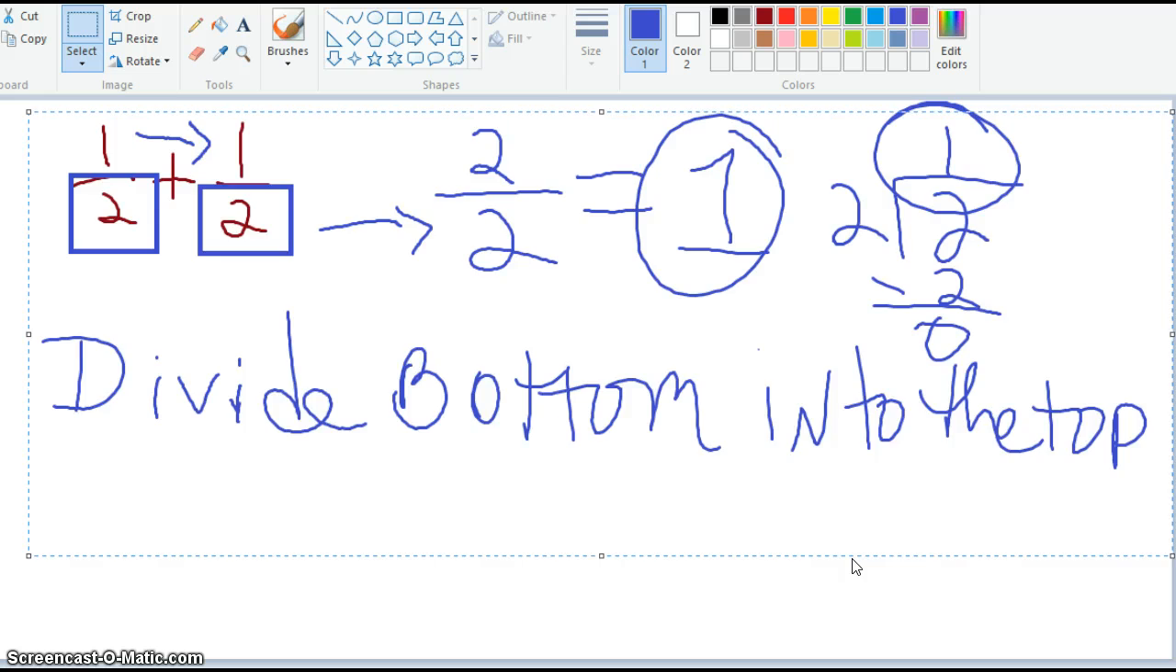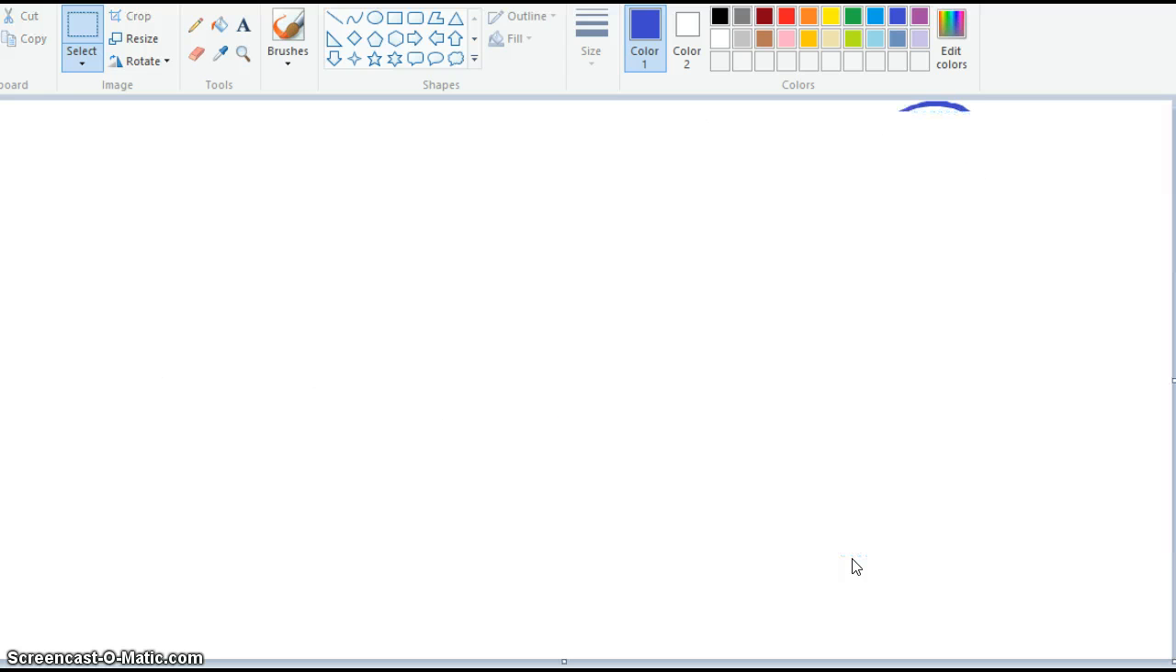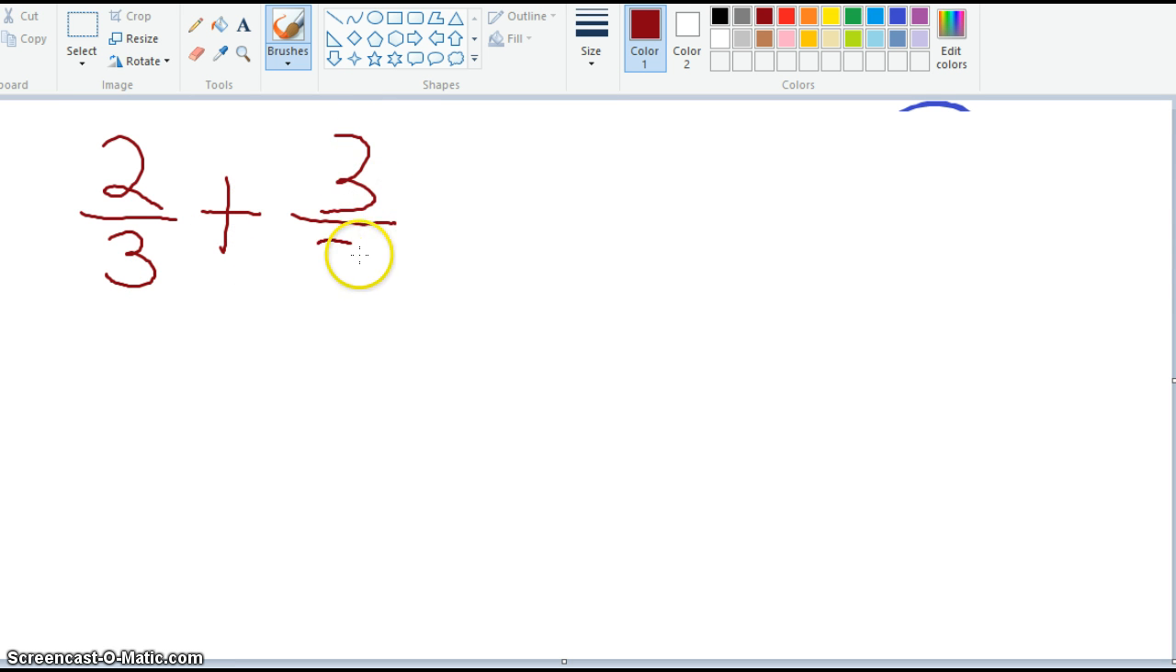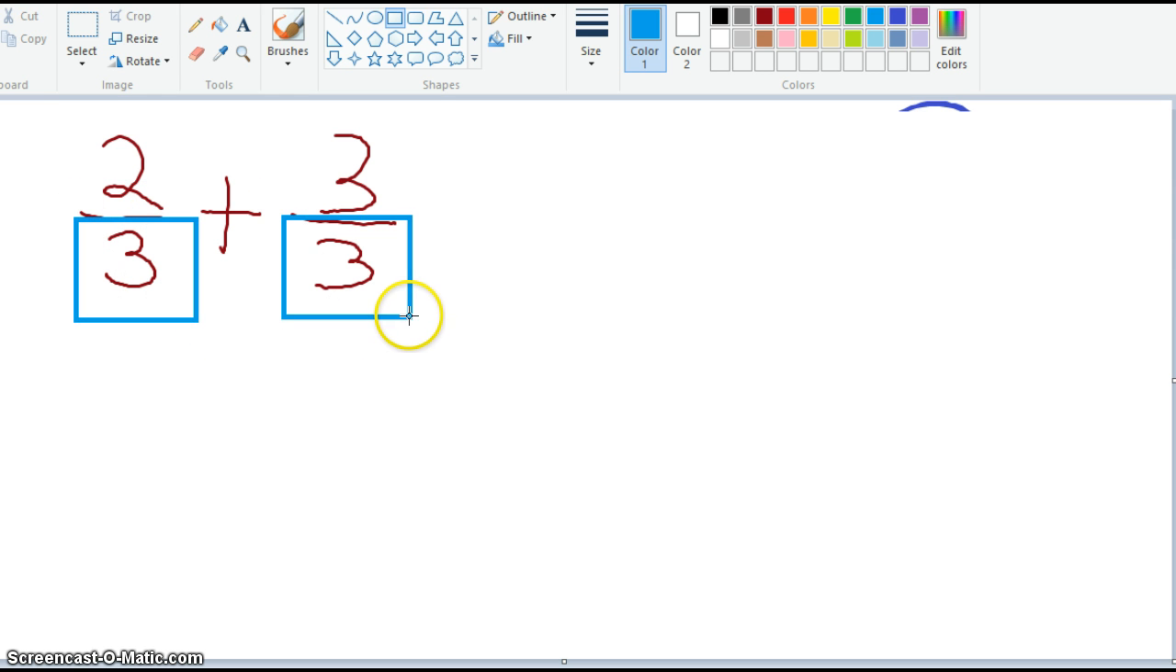For example, if I were to add right now, here we go, 2/3 plus 3/3. Again, the key thing to note here, folks, is that my denominators are both one and the same.